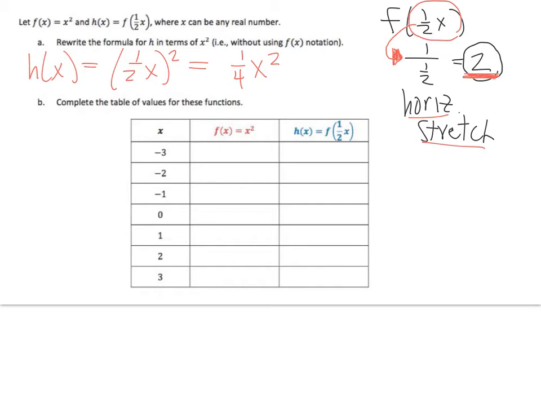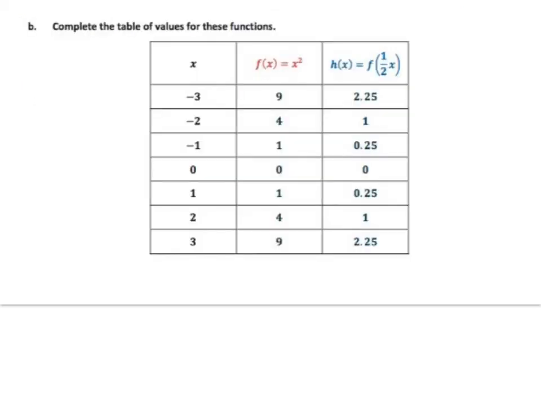Let's go ahead and do our work. This is the same: 9, 4, 1, 0, 1, 4, 9. Change colors. We're going to go with, let me get my purple back out. Do our math. I've got 2.25, 2 1/4, 1, just a quarter, and then reflect. And let's graph it. There's the values, check.